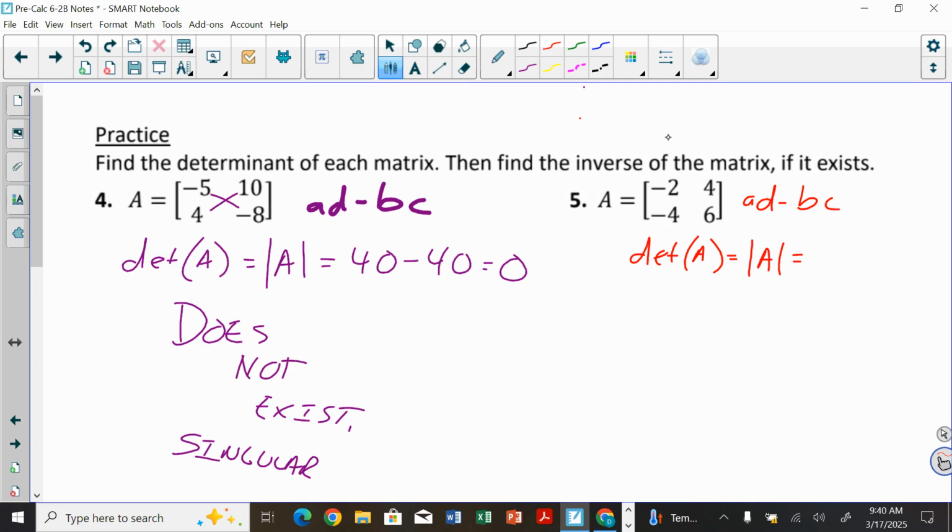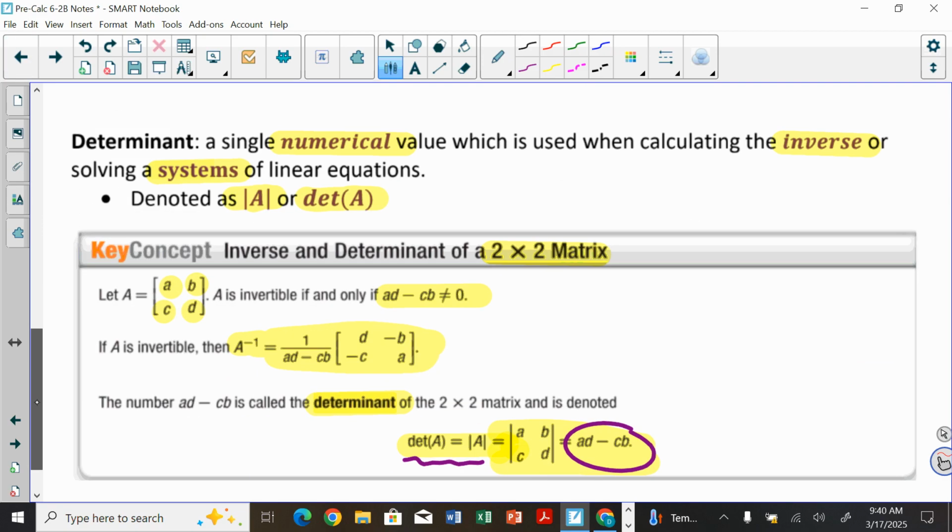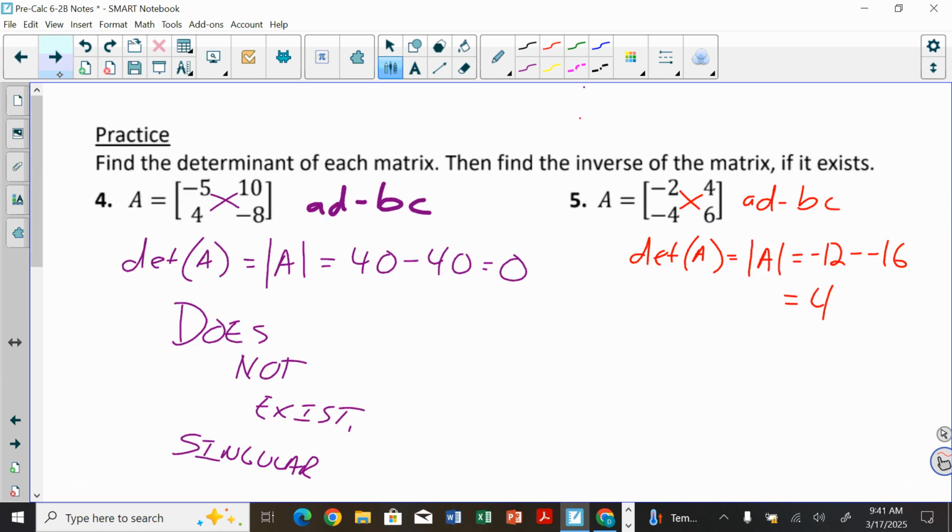Okay, in this case, -2 times 6 is -12. And then -4 times 4 is -16. So we have a -12 minus a -16, which equals 4. Okay, so then I can find the inverse matrix by using this equation over here. This thing right here will give us the matrix. Okay, so it's 1 over the determinant. So I can basically say that my inverse now is equal to 1 over my determinant, which is 4.